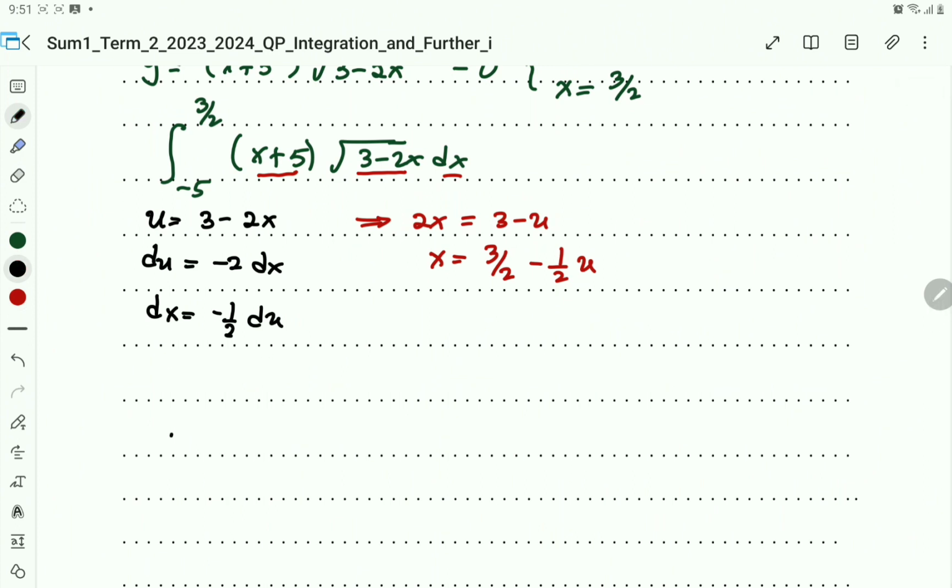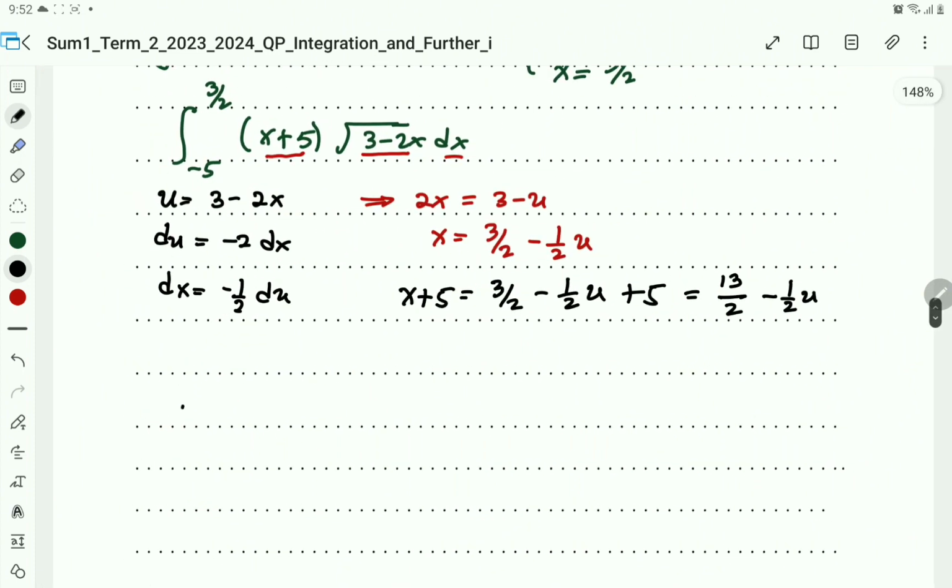So let's not put the boundary first. What we want is x plus 5. So let us solve first the x plus 5. So 3 over 2 minus 1/2 u plus 5. So 3 over 2 plus 5 is going to be equal to 13 over 2, isn't it? Yeah. 13 over 2 minus 1/2 u.